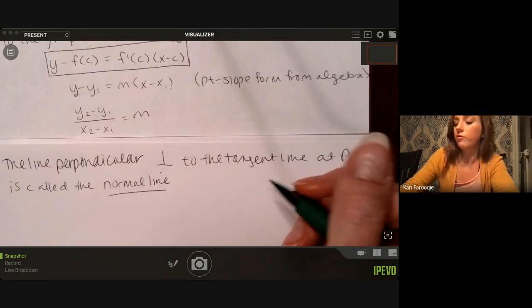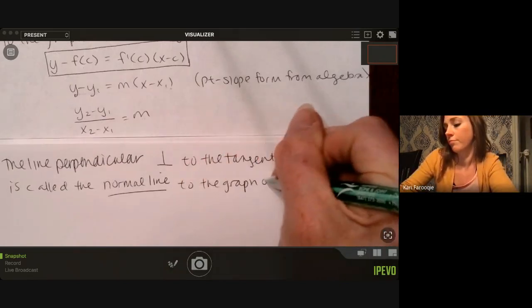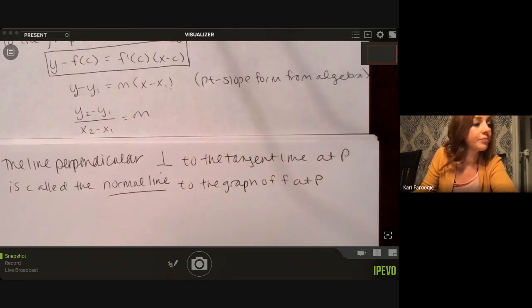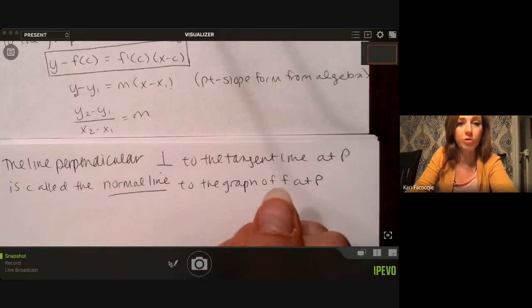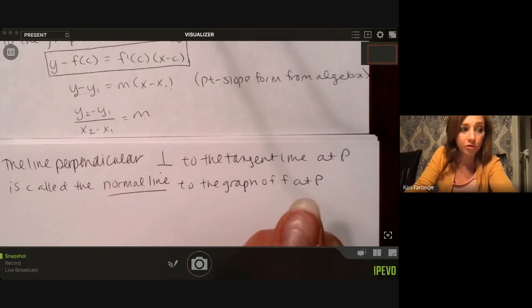To the graph of f at P. And then that equation is very similar. The difference is that the slope has the perpendicular slope. So you should remember from algebra that slopes that are perpendicular are opposite reciprocals.